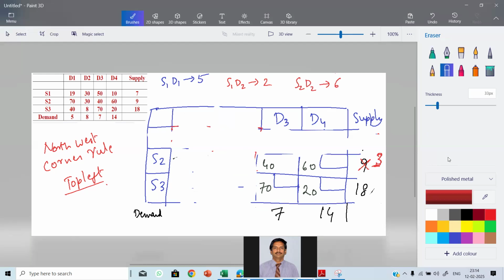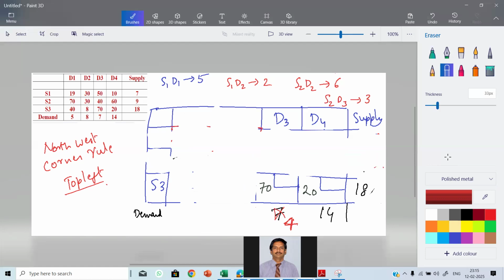Now I have the updated table with S2, S3, D3, D4. What is the top left? S2, D3. Here I'm allocating 3, the maximum. The demand is still 4. For each allocation, remember, either one supply will be completed or one demand will be completed. So here S2 is completed.